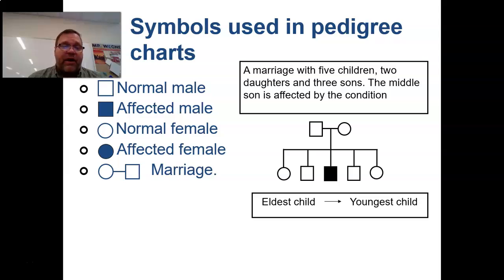The eldest always starts on the left. So the oldest is a daughter and then the son, and then the middle son looks like he has the disease, and then another son, and then finally a daughter on the end. Always start the eldest child on the left, going over to the right.